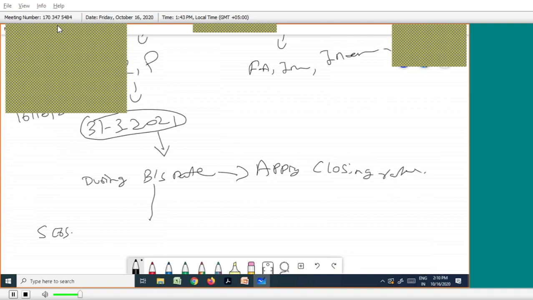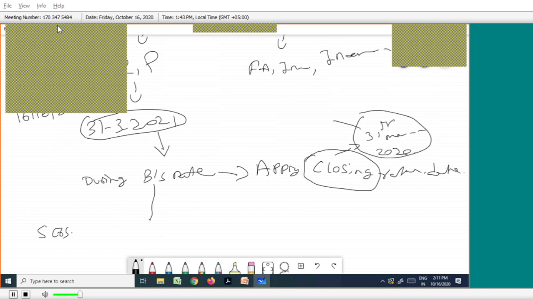Apply closing rate means I am finalizing the balance sheet. I am closing my books of accounts. That is closing. I close normally on 31st March. The balance sheet is prepared on 31st March 2020. Apply the closing rate date. On 31st March 2020, whatever the rate, I have to apply that rate.